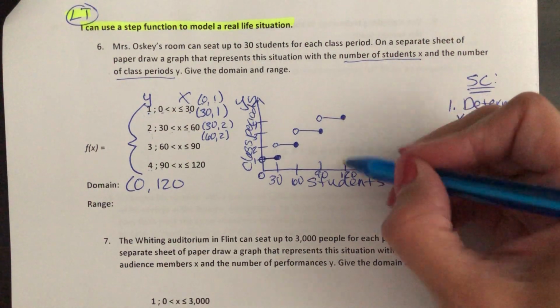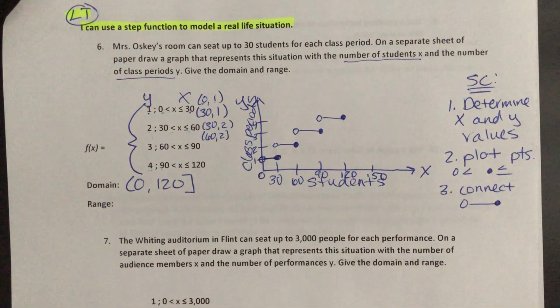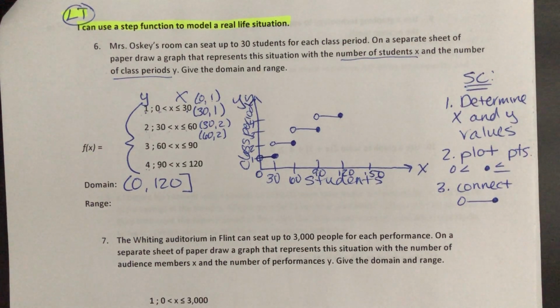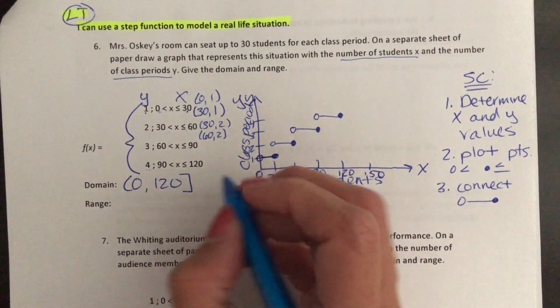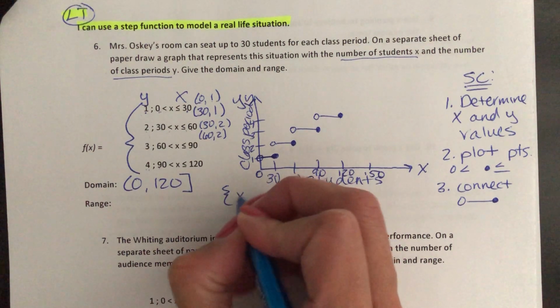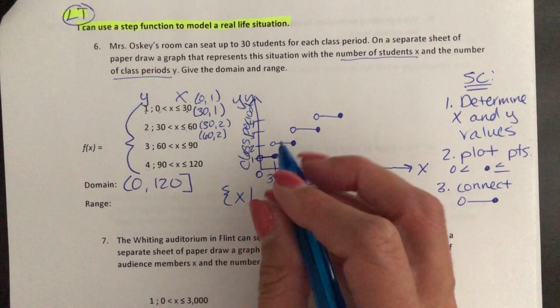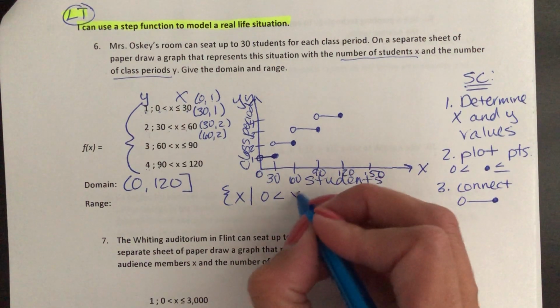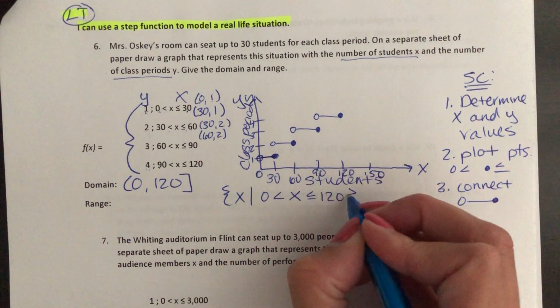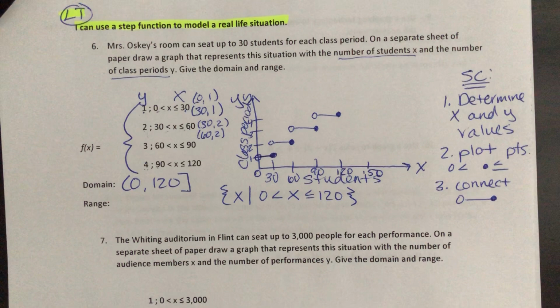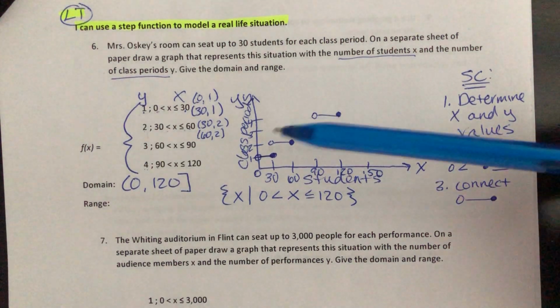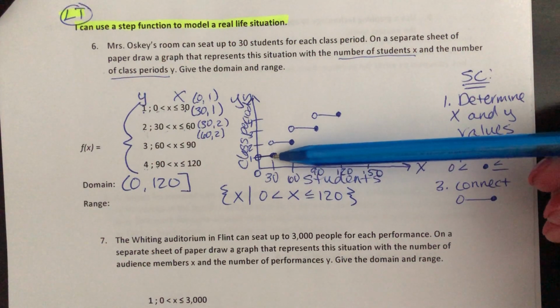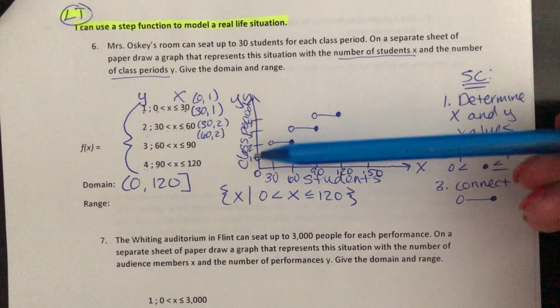And then it's closed at 120, so that will get our bracket. You could also write it in set builder if you'd wish. That would look like this, x such that 0 less than x less than or equal to 120. Either one is acceptable. And then range is your y values, so going from the bottom to the top.